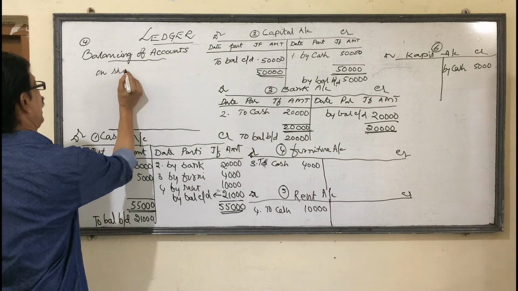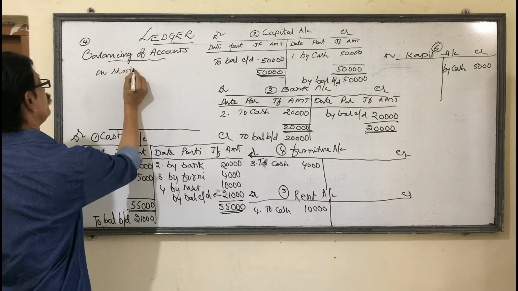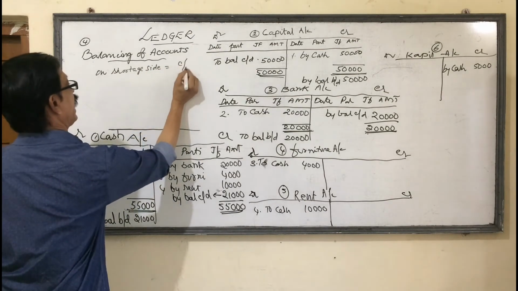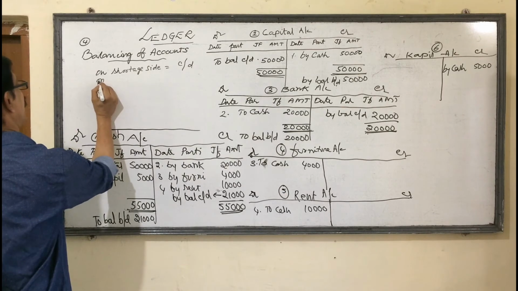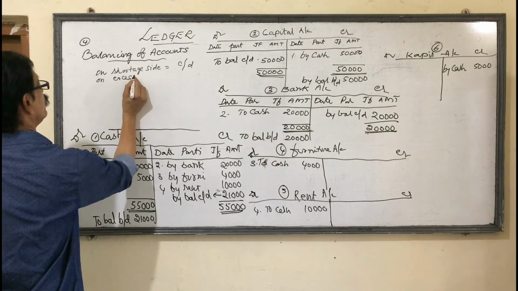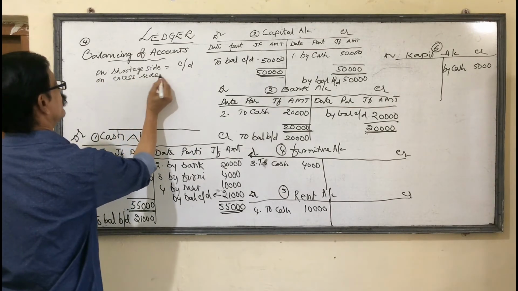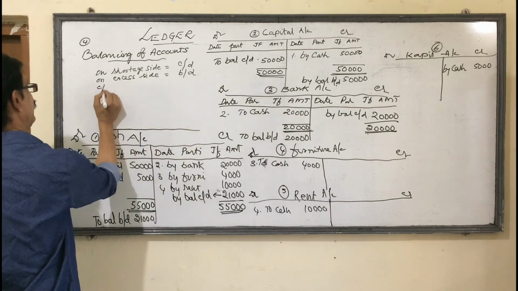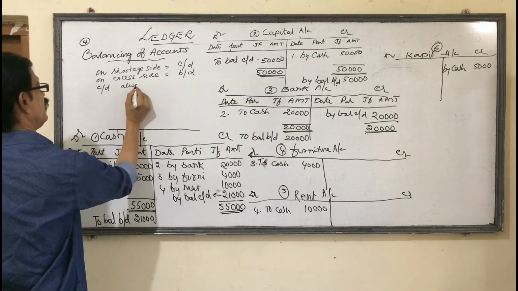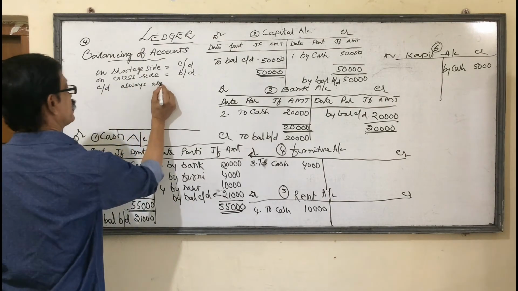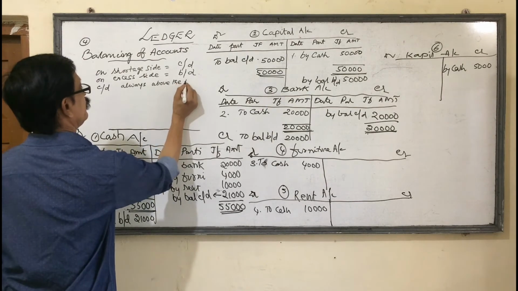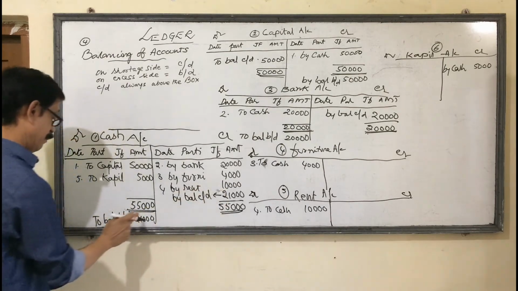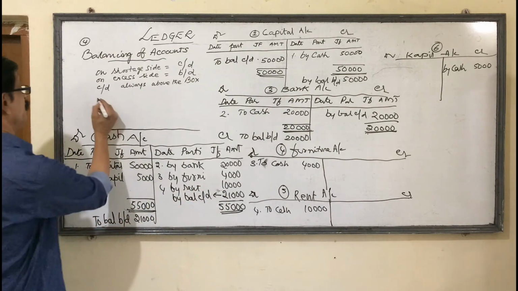On shortage side, you have to write down carried down. On excess side, you have to write down brought down. Carried down always above the box. Here carried down is above the box, but brought down is below the box.